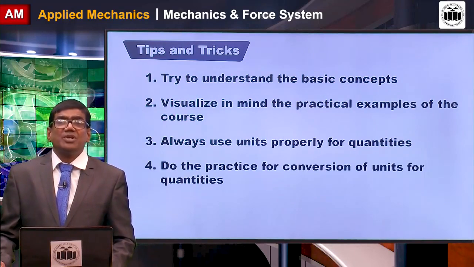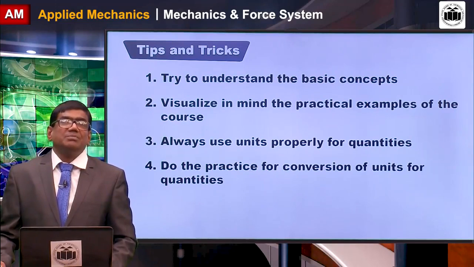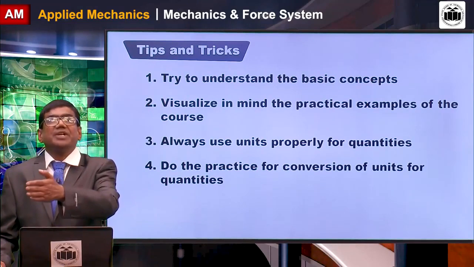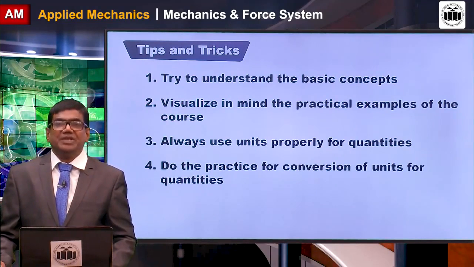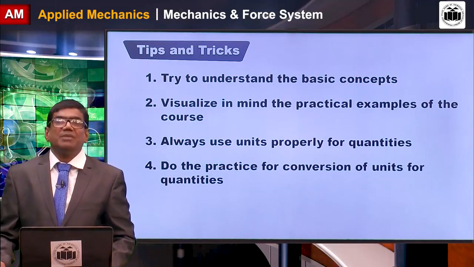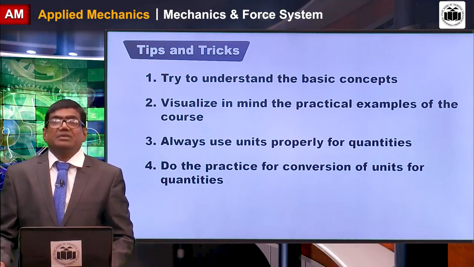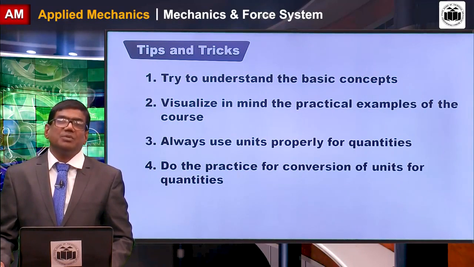Do the practice for conversion of units for quantities. While solving a problem, the data may be given in different units, and at that time your job is to convert the units to the same level and then solve the problem. Otherwise, instead of converting the units, you may get the answer, but that may make you lose the marks.